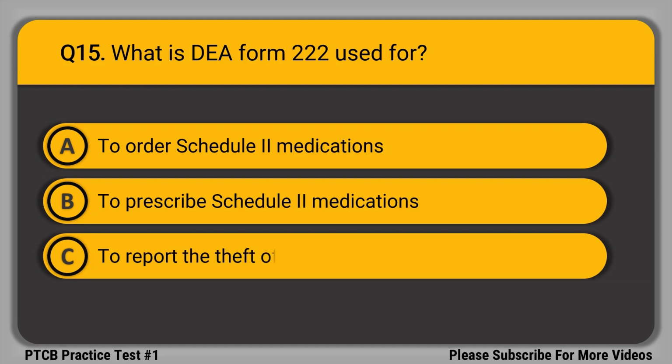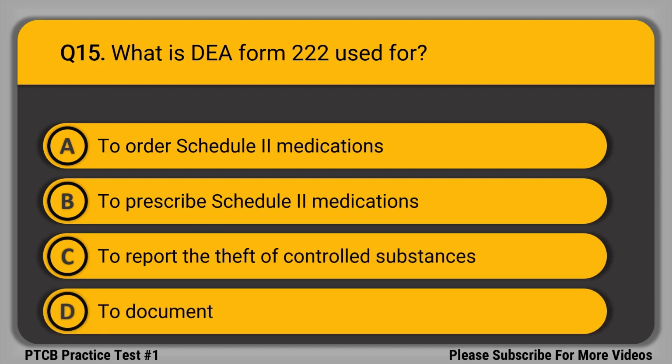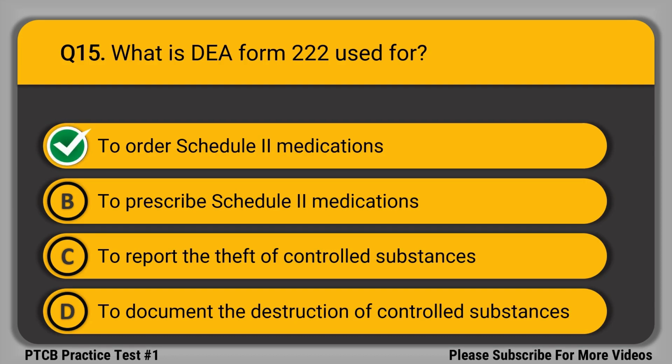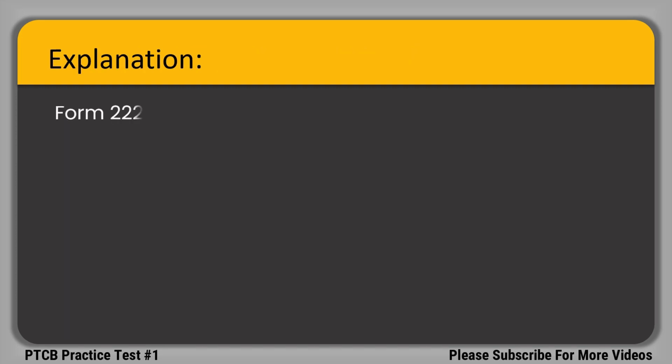A. To order Schedule II medications. B. To prescribe Schedule II medications. C. To report the theft of controlled substances. D. To document the destruction of controlled substances. A. To order Schedule II medications.